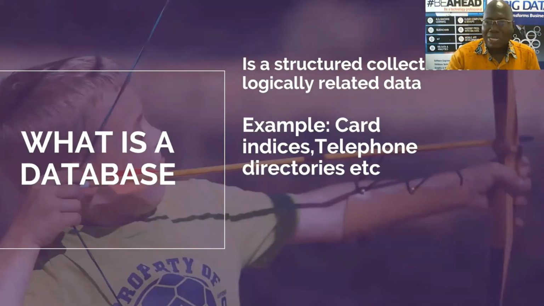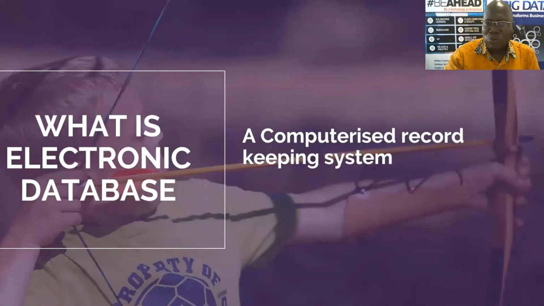Now, a database is a well-structured, logically related data. For example, card indices and telephone directories. Those are some of the examples of databases. Okay? So there's a difference between a database and an electronic database.